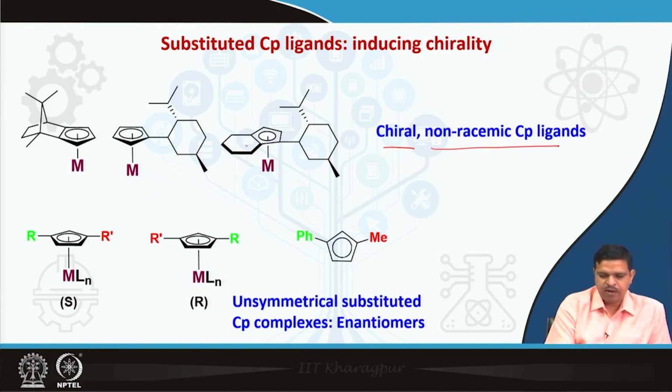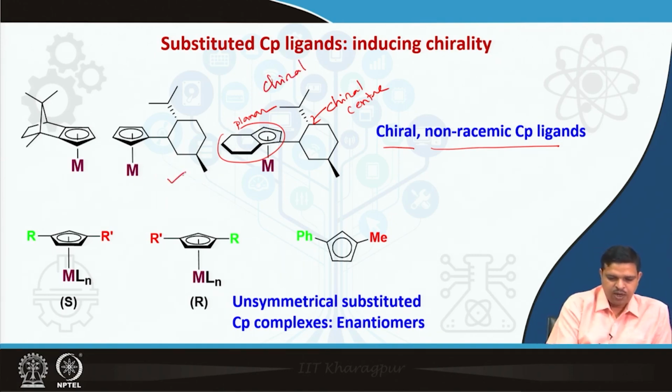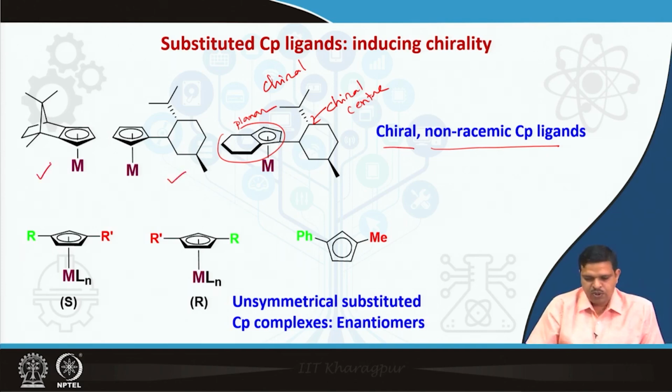So, here is a planar one, you will see. This is a planar CP, but here you will see there is a chiral center. What happened? This moiety has been installed on the planar indenyl group. So, now this ligand has become chiral. As a whole, this ligand has become chiral. So, this is also chiral, this also chiral. So, you can make these.